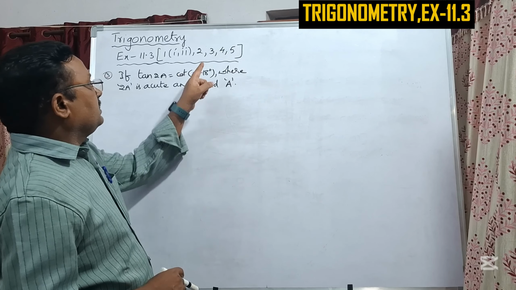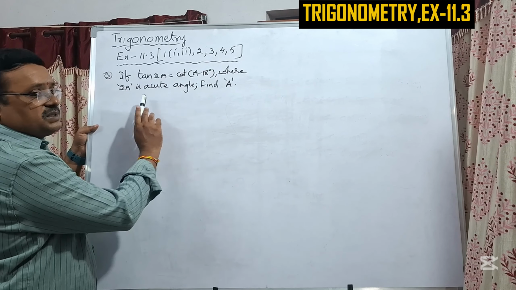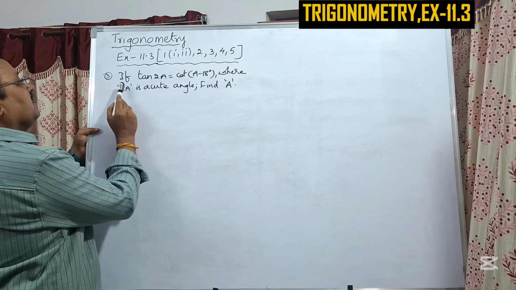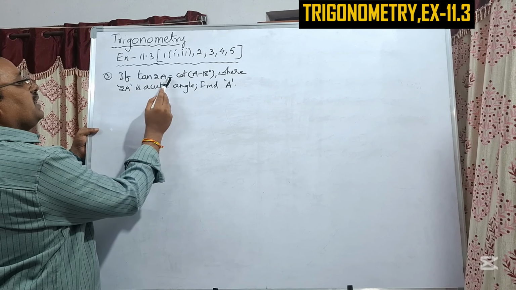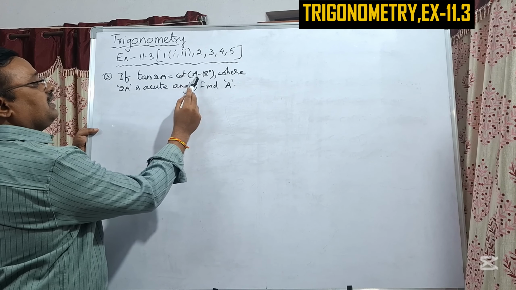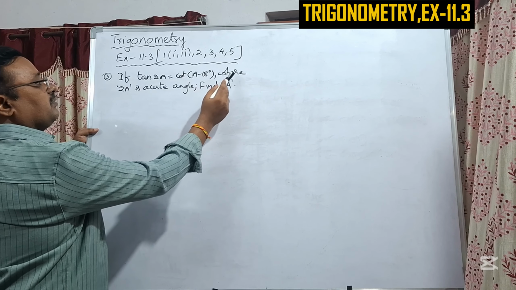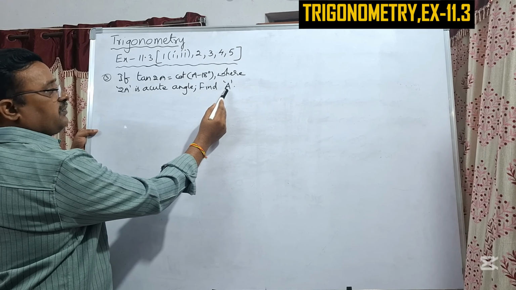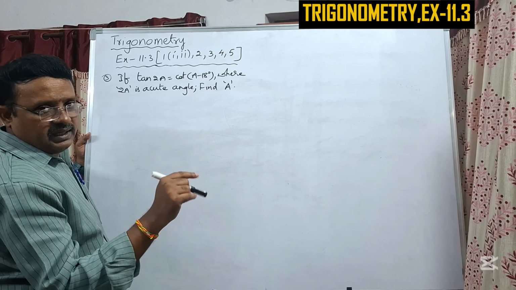Now observe the third problem. This model is also important for 2 marks. In this model, what they are saying is: if tan 2a is equal to cot a minus 18 degrees, where 2a is an acute angle, find the value of a, find the measure of angle a.